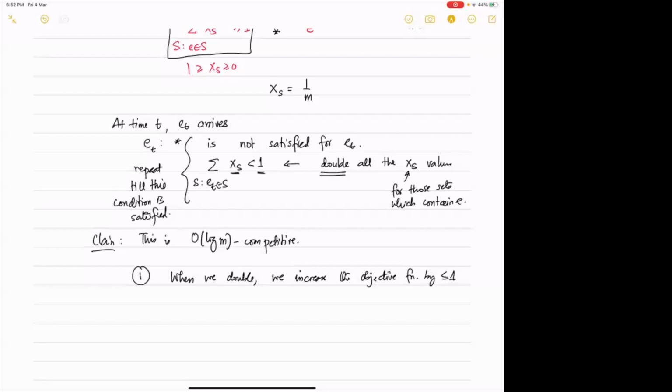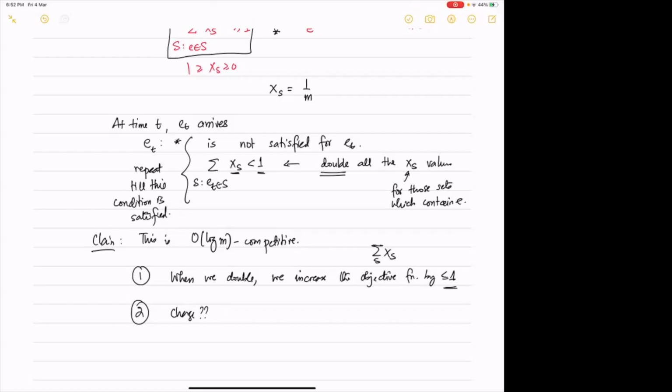Why? Because let's say these summation x's were adding to some value. When you double, that's exactly the increase in your objective function, right? So the summation of x_S, this quantity, increases exactly by this amount, and so it is at most 1. Okay, and so we have to somehow figure out how to charge this. You want to account for this increase to somebody.